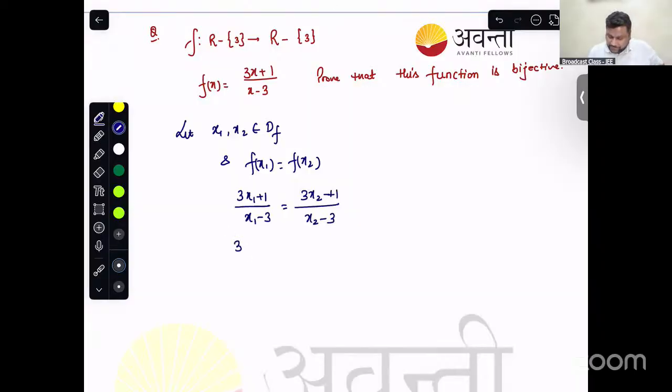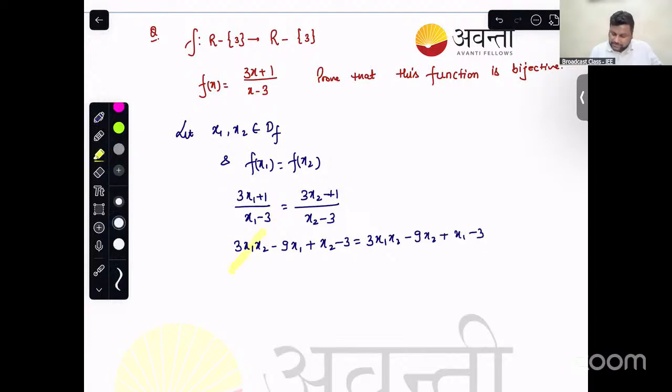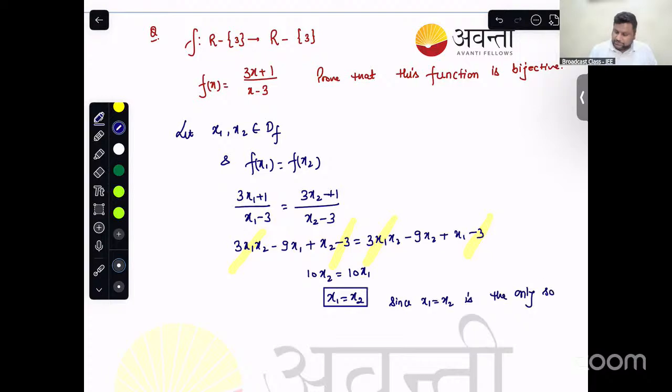Now cross multiply. So 3x1x2 minus 9x1 plus x2 minus 3 is 3x1x2 minus 9x2 plus x1 minus 3. Now if you realize, 3x1x2 cancels, and minus 3 cancels. So what does it become? It becomes 10x2 is 10 times x1. So x1 equals x2. Now do you realize this x1 equals x2 is the only solution we have? Yes or no? So since x1 equals x2 is the only solution, the function is one-one.